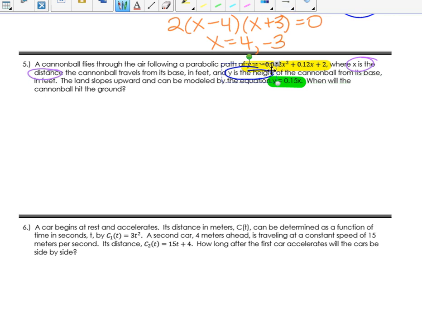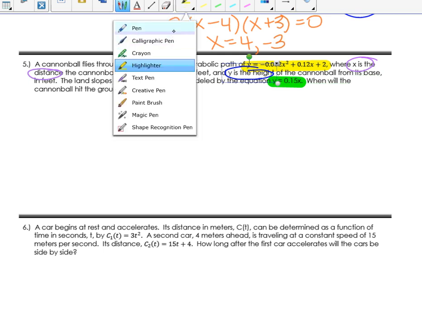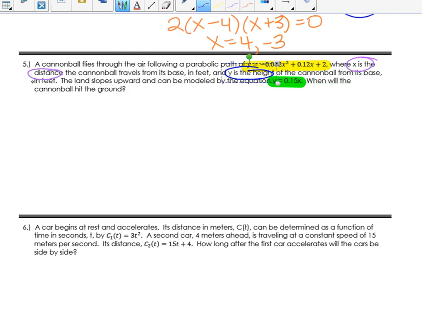Okay, y is the height, so we want our heights to be equal. We want one to be hitting the other. So we have negative 0.002x squared plus 0.12x plus 2 equals 0.15x. You guys, this is just like the last example from yesterday.